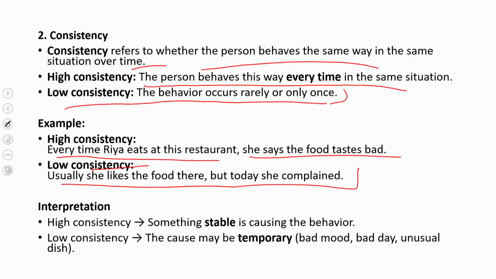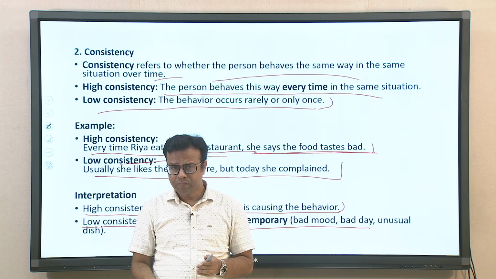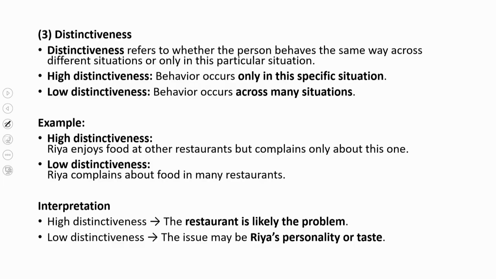So, how do we interpret this? If there is high consistency, that means something stable is causing the behavior. Every time Ria eats in the restaurant, she says the food tastes bad. So, there may be something about the restaurant, because the consistency is very high. Something may also be very stable within the person, maybe the person has a certain dislike for the restaurant and so on. Low consistency means the causes may be temporary. Maybe today she is in a bad mood, or she is not liking the food and so on. So, it is temporary.